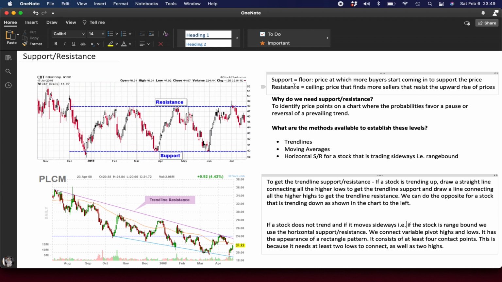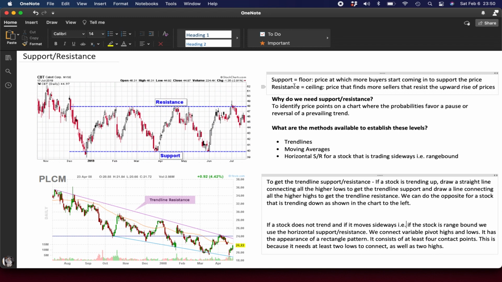Now, whatever time frame you are trading, you can see these on the charts where the stock price bounced to the upside from a low and where it stopped going higher. Now, the more the number of times you see this on a chart, it could be easier to establish the support and resistance. Now, why do we need this? Essentially, to identify price points on a chart where the probabilities favor a pause or reversal of a prevailing trend. Now, once you identify these levels, you can use it to identify entry points or exit points for a trade.